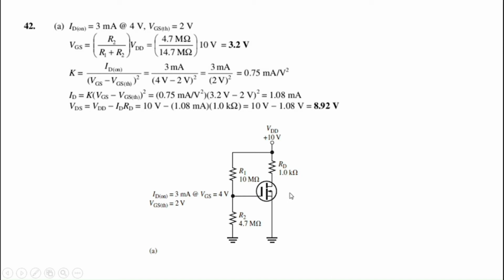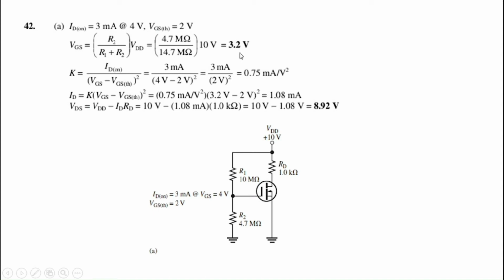So our gate voltage is equal to our gate source voltage. Our gate voltage is given by the voltage divider, which is also equal to our gate source voltage. Using the voltage divider, we can calculate it as R2 upon R1 plus R2 times VDD. You can get the values from the diagram itself. Substituting, you get 4.7 mega ohms upon 14.7 mega ohms, where 14.7 mega ohms is R1 plus R2, 10 mega ohms plus 4.7 mega ohms, multiplied by 10 volts. So you get gate source voltage as 3.2 volts.